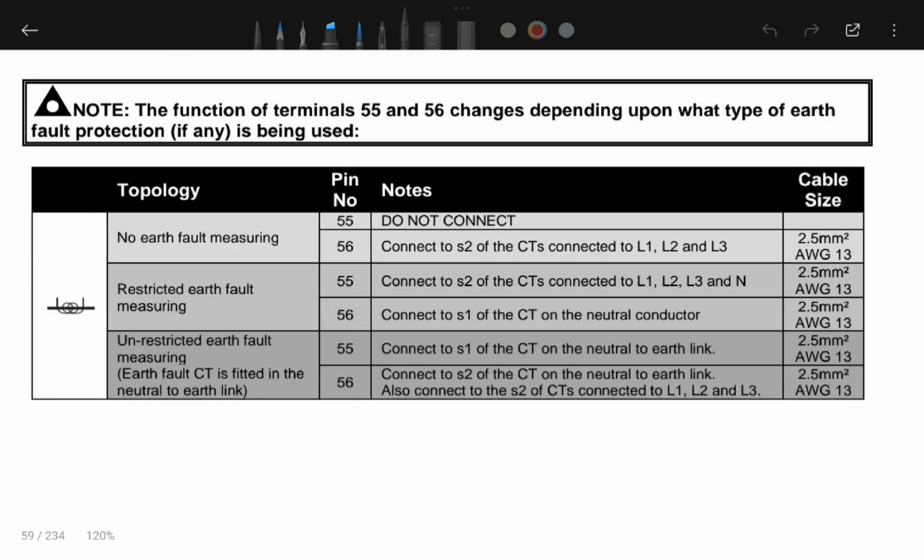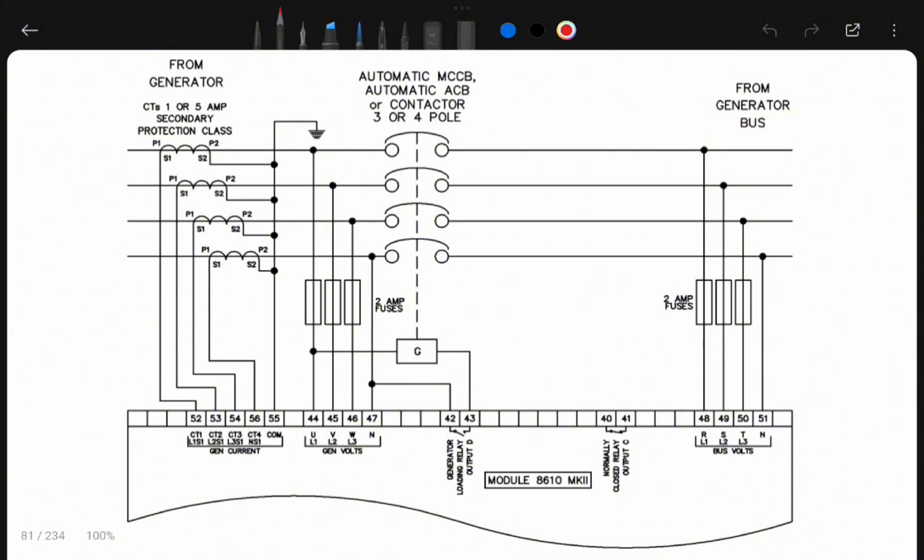And here is our earth fault measuring connections, either restricted or unrestricted connections for your earth fault CT, or current transformer. And here is the example for our restricted earth CT connections, which is connected to our neutral connections. As you can see in our diagram, the locations of our line 1 and our earth CT connections are clearly seen. Just follow this diagram in order to have functional earth CT connections.